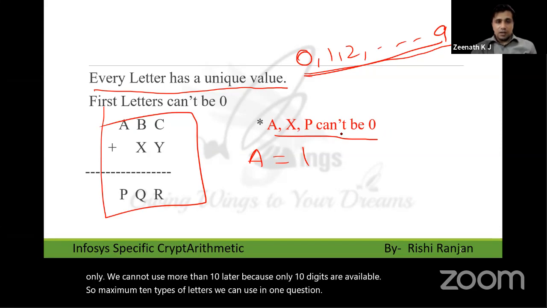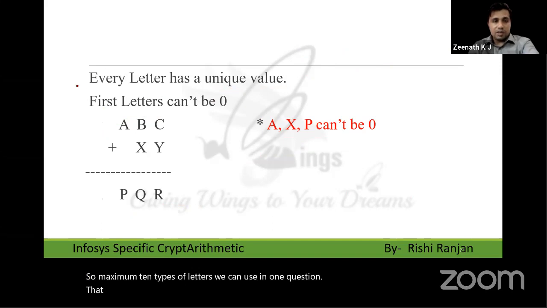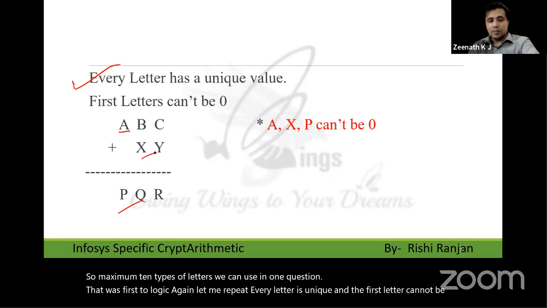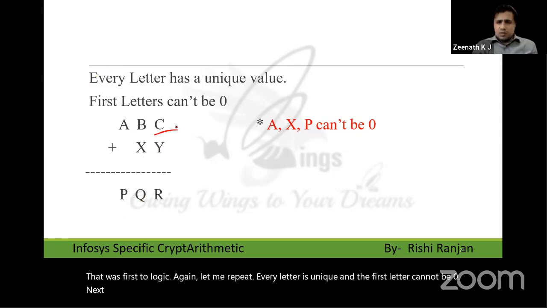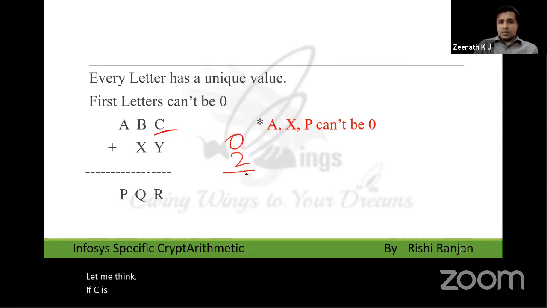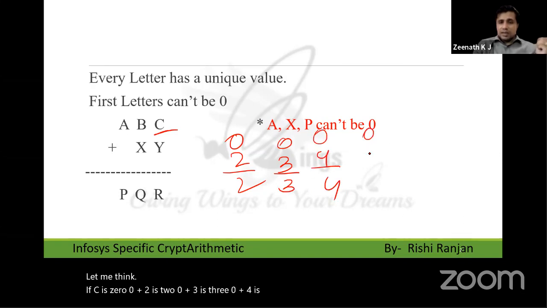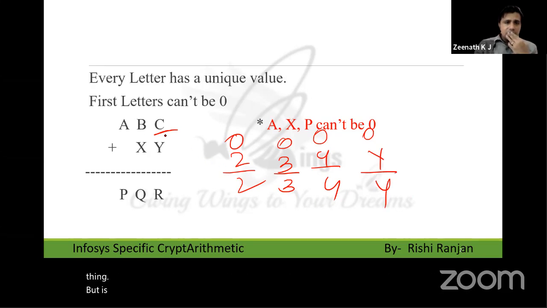Okay, that was the first two logics. Again, let me repeat, every letter is unique and the first letter cannot be zero. Next, can C be zero? Let me think. If C is zero, 0 + 2 = 2, 0 + 3 = 3, 0 + 4 = 4, means 0 + anything will become the same thing. But is it the same? Let me see. C plus Y is not Y. Can you see? It's not Y. And because C plus Y is not Y, that's why C is not zero.